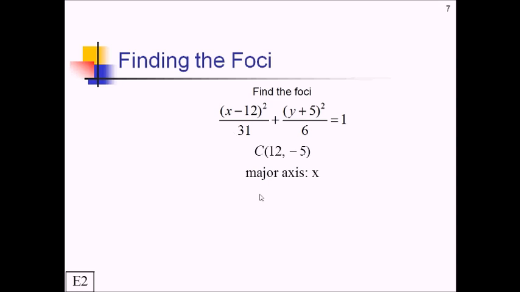So what do we do with this? We need to find a c value now. c is the distance from the center to the foci. And just like the vertices, the foci are on the major axis. So we're going to be adding and subtracting something this time to the x value of the center.